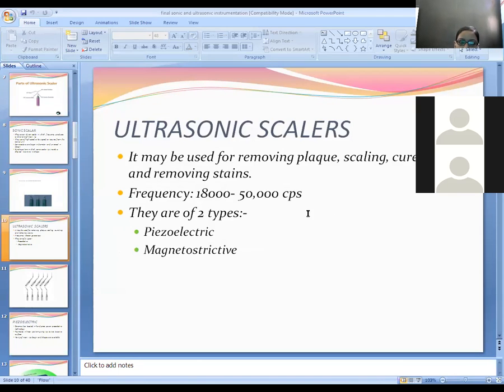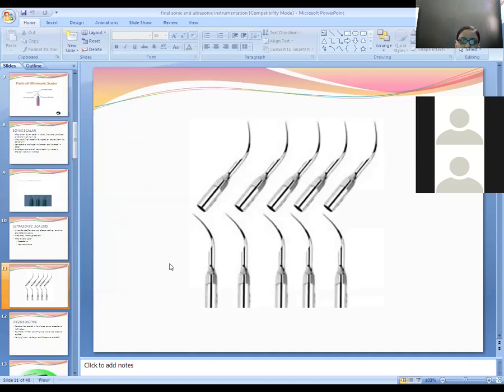Then ultrasonic scalers, they may be used for removing plaque, scaling, curettage of gingiva and removing stains from the tooth surface. The frequency of ultrasonic scalers is in the range of 18,000 to 50,000 cycles per second. These are of two types, piezoelectric and magnetostrictive. These are the diagrams of ultrasonic tips which are available. It consists of both the piezoelectric and the magnetostrictive type.